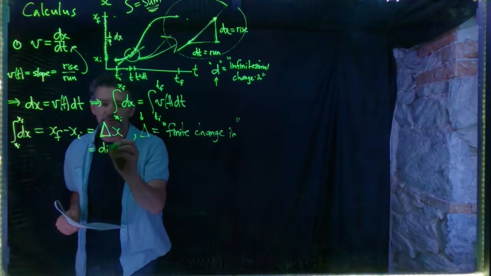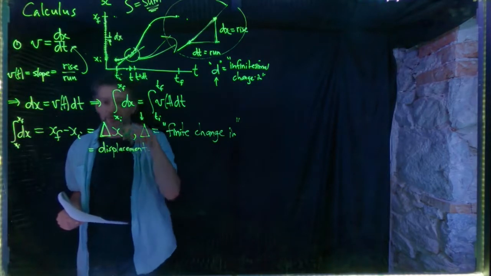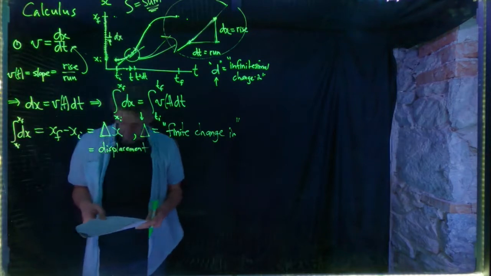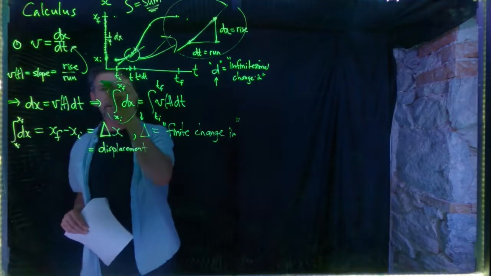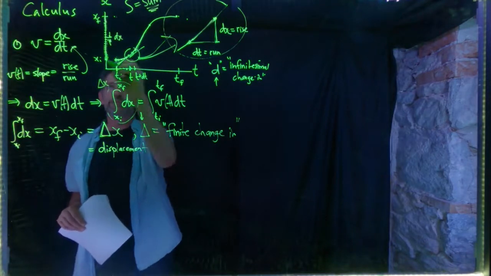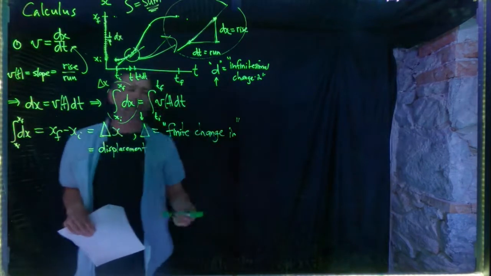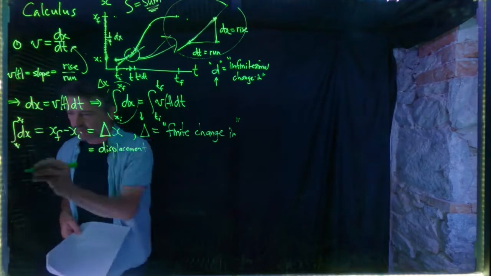So this is the displacement. The change in the x position, final minus initial, is the displacement, okay, which can be positive or negative. Okay, so that's the left-hand side. So the left-hand side is equal to delta x, the finite displacement from x initial to x final. The right-hand side is a little bit more work to figure out what that means. So let's just write it down over here.